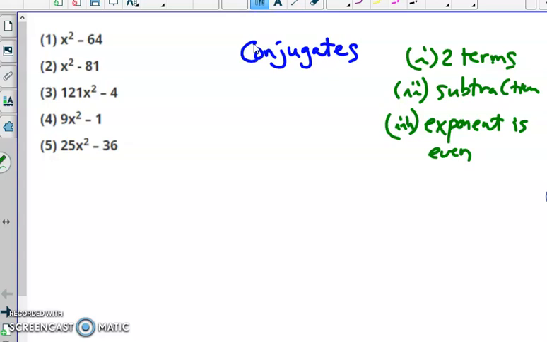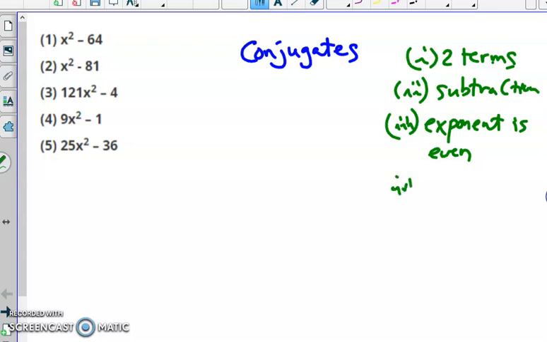Because the idea here is that we're creating two factors that are identical, and the only difference between them is one's addition, one's subtraction. Well, if I have 5 x's, we don't put 2.5 in each parenthesis. The exponent has to be a whole number. So you can't split 5, for example, into two equal numbers without using a decimal number.